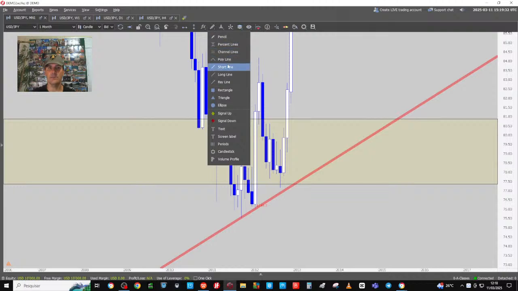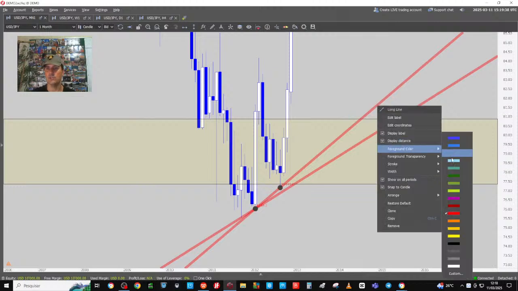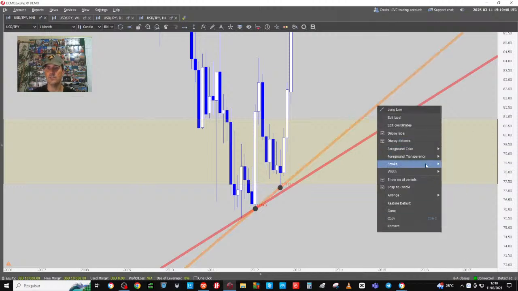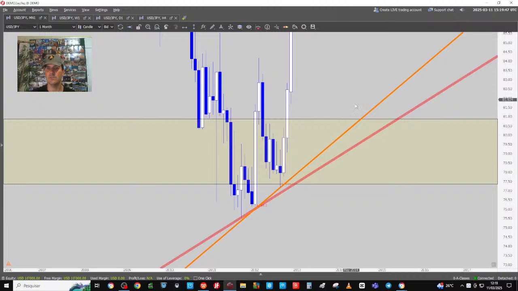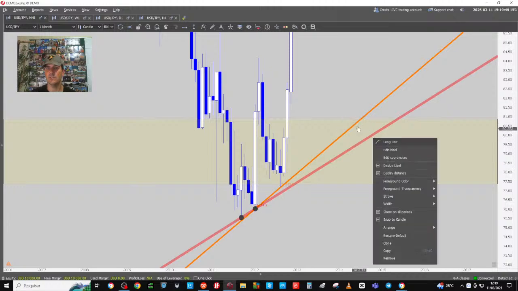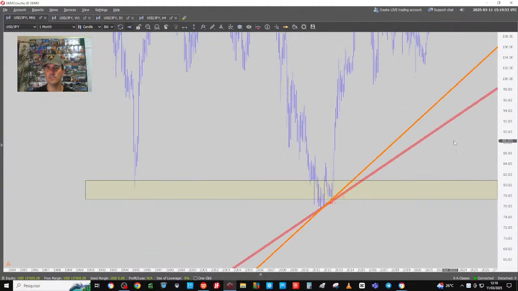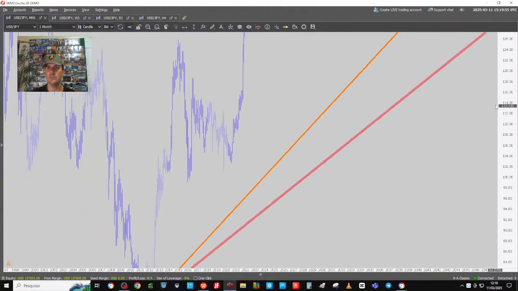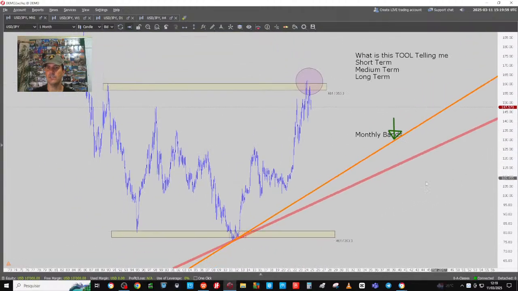And then I'm going to connect those two here. I'm going to change colors. I'm going to change to orange, and I'm going to make it thicker. Alright, transparency is going to be like this. This one, maybe I'm going to leave it, and I'm going to zoom out just for me to see, okay, is the price action breaking any?